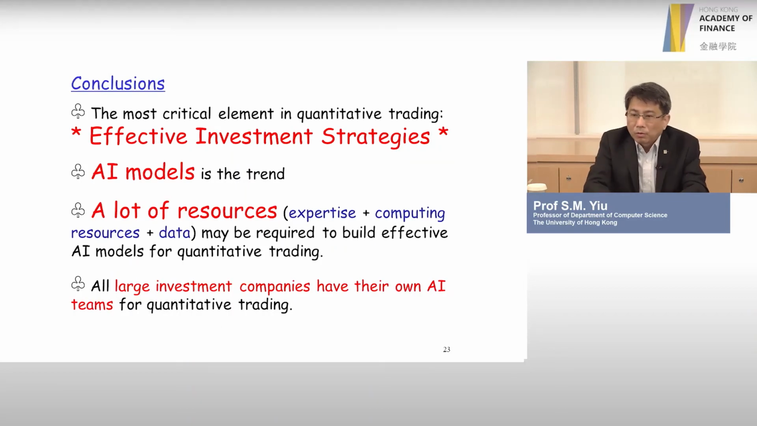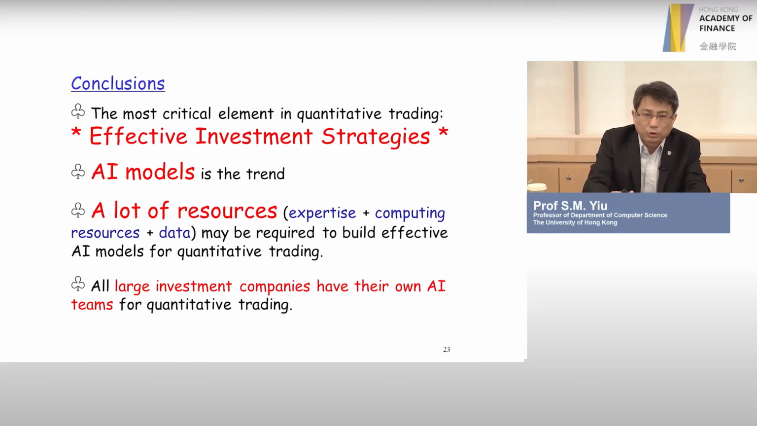But anyway, now let me conclude my talk here. I think the most critical element in quantitative trading is whether we can come up with effective investment strategies. And I hope you also agree that AI model is a trend, or at least an alternative that you might want to consider. But on the other hand, if you really want to do a good job in using AI for trading, you need to consider the resources, like the expertise, computing resources, and also data as well. How much data can you get hold of?